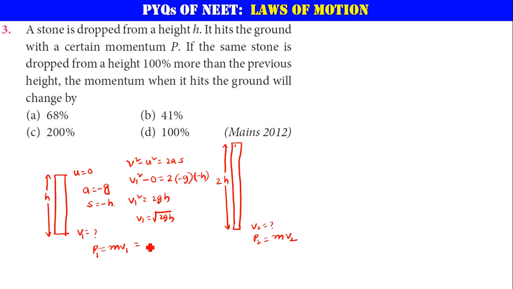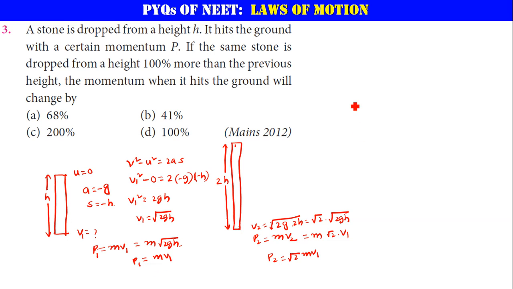Okay, so now m into root 2gh, very good. What about here? Similarly, what has changed here? Only the height, no? So can I say v2 as nothing but root of 2g into, in the place of h you should get 2h. Can I write this as root 2 into root 2gh? Okay, let me keep it as m v1 only, and let me write m into v2 is equal to root 2 into, this is v1, na? So p2 is nothing but root 2 m v1, and p1 is equal to m v1.